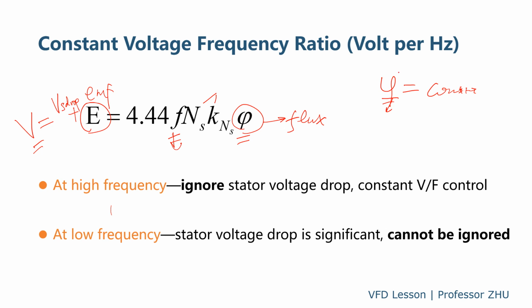In order to keep the flux at the rated value, you need to change the voltage proportionally with the frequency. That means, if you want the flux to be constant, V by F should be constant. That means when you change the frequency, you need to change the voltage at the same time.